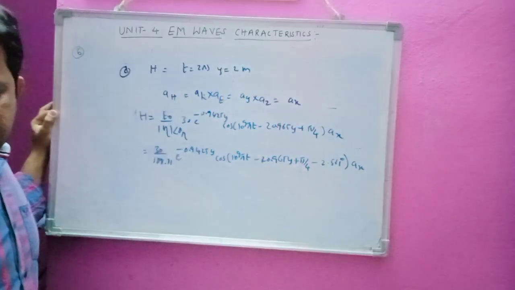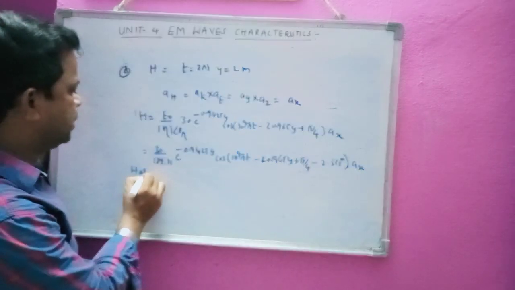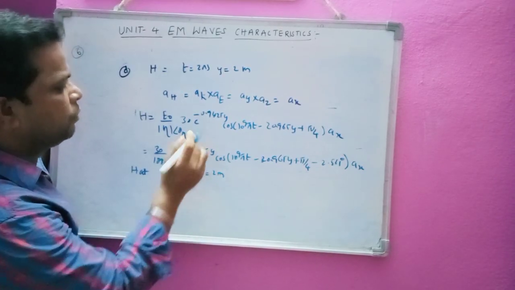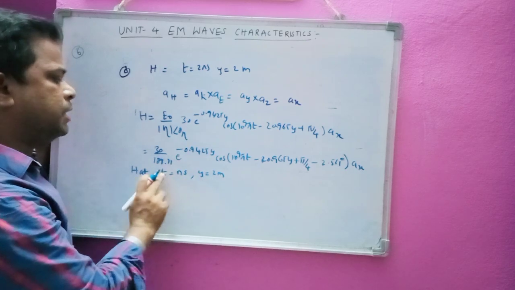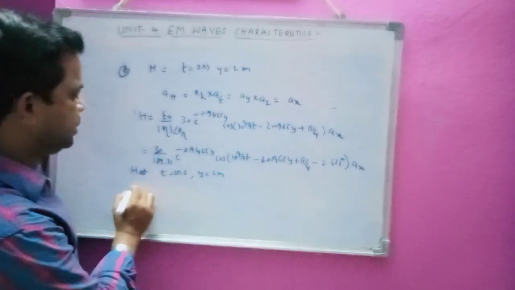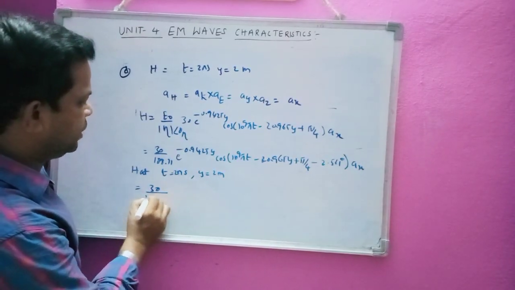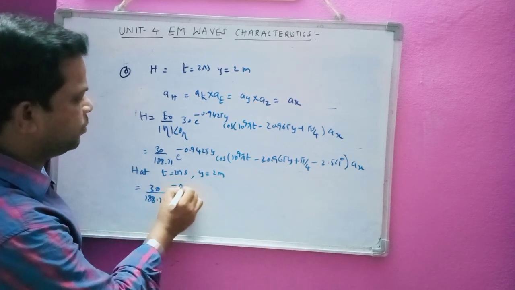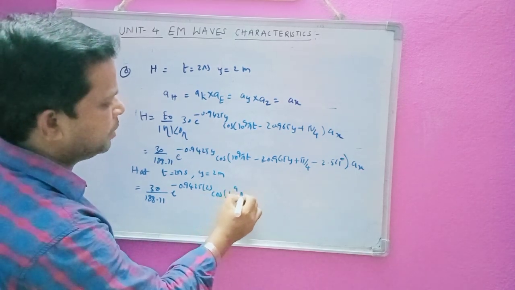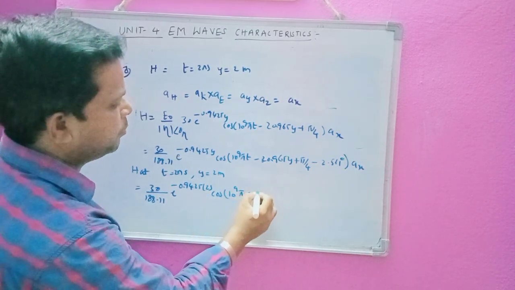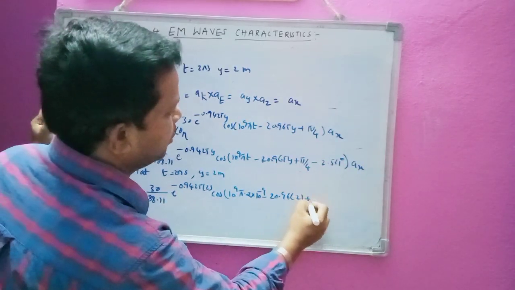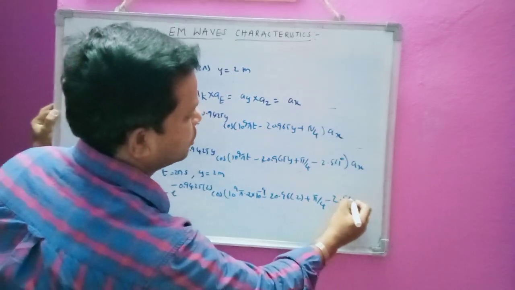Now we have to get the H value at t equal to 2 nanoseconds and y equal to 2 meters. In place of y we have to substitute 2, and in place of t we have to substitute 2 nanoseconds, that is 2 into 10 power of minus 9. That is 30 by 188.11 e power minus 0.9425 times 2, cos of 10 power of 9 pi into 2 into 10 to the power of minus 9, minus 20.96 times 2 meters, plus pi by 4 minus 2.561 degrees.